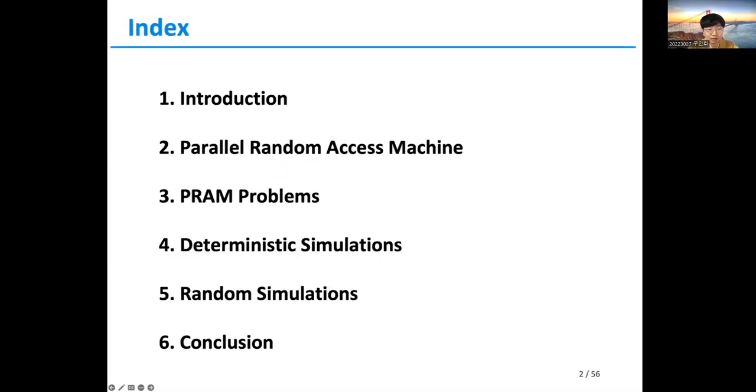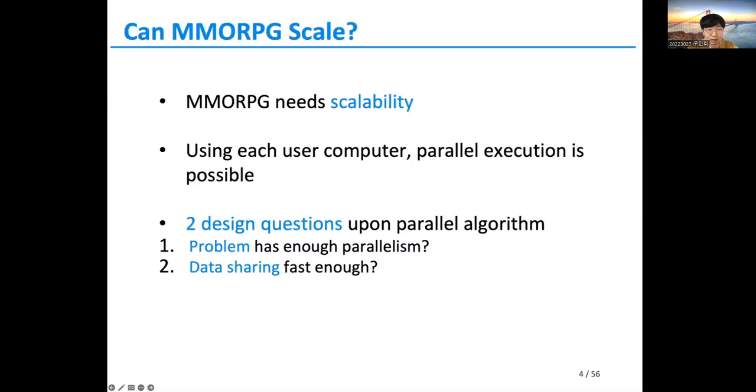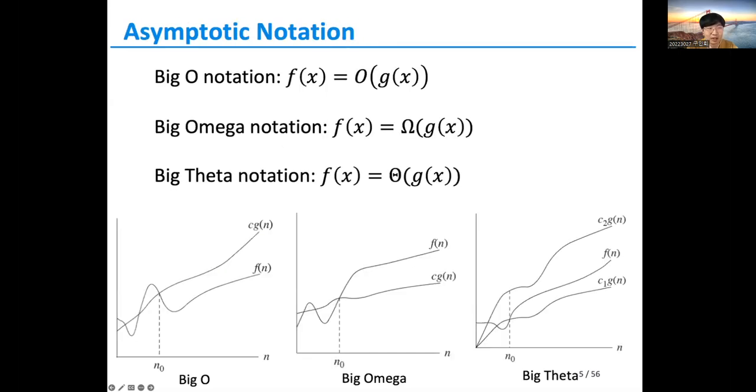Before we go to the details of today's lecture, I would like to have a recap of what we went through last class. From the index, we have seen the part 3 PRAM problems, and I'm going to recap each of them. We first had some introduction slides about MMORPG and distributed computer simulations. Then we had asymptotic notation, which was used last class and also today.